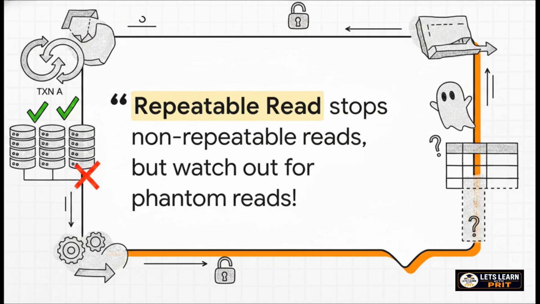So a phantom read happens when you run a query to count multiple rows, like, say, counting total employees in a department. Because you didn't lock the entire table, another transaction can sneak in and add a new employee. The existing employees didn't change, but suddenly a new phantom row magically appears in your count.